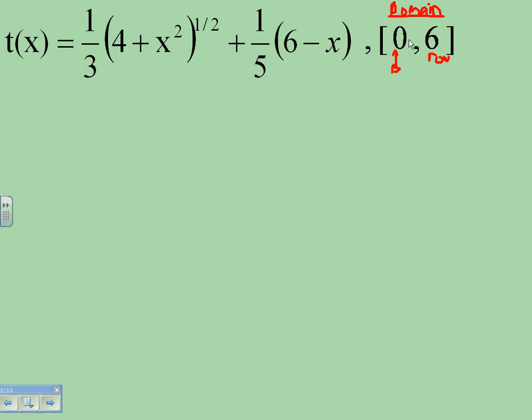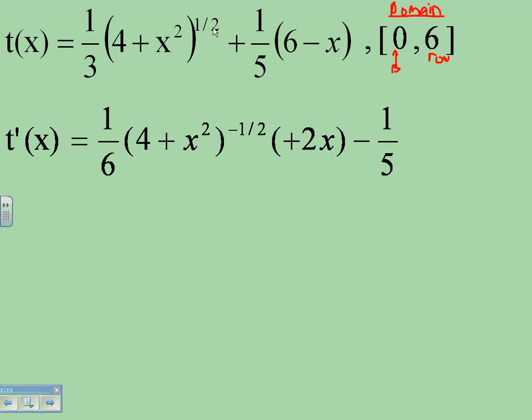So on a closed interval, there has to be a maximum, there has to be a minimum. The function is continuous for all values, and it's also differentiable for all values. Okay? So let's take the derivative. Take the 1/2, drop it down out in front, and then subtract 1. The second one's easy. I mean, 1/5 times -1. So that's not too bad.